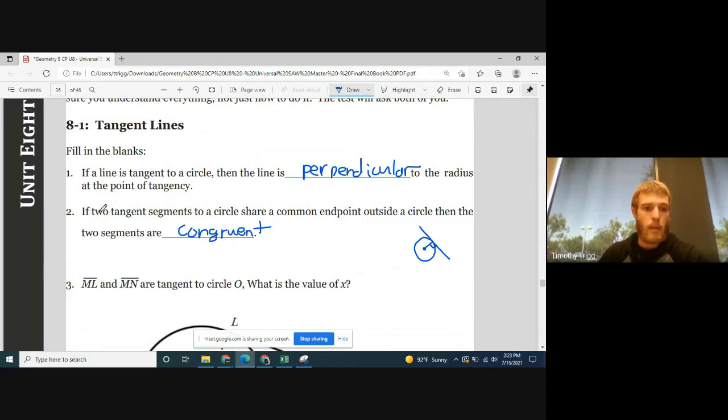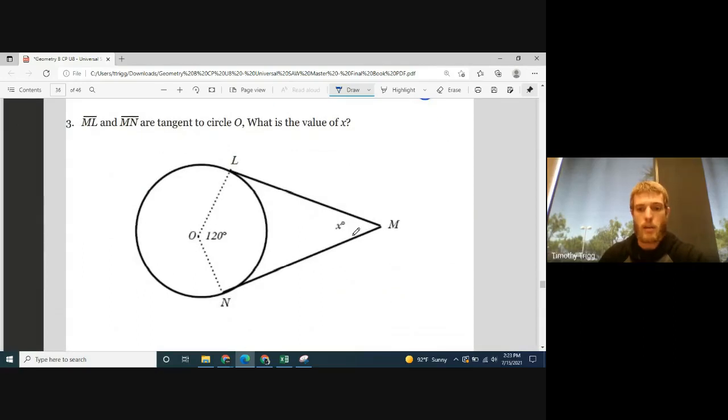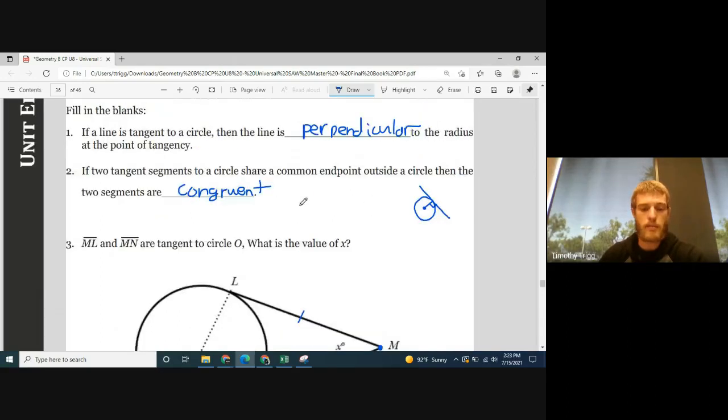Number two, if two tangent segments to a circle share a common endpoint outside the circle, then the two segments are congruent. So basically, if you have some point and tangents to that circle here, see ML is tangent, but also MN is tangent. What it's saying is that these two segments, MN and ML, would be congruent. Okay? That's what that's saying.